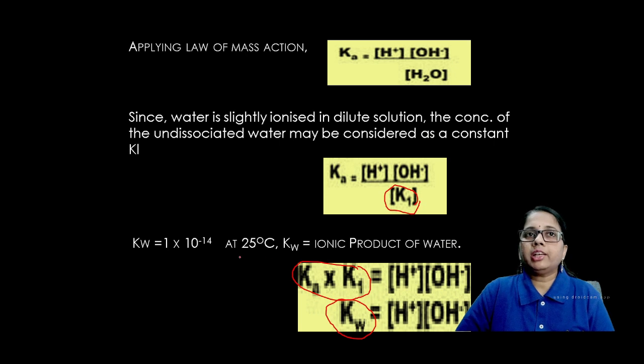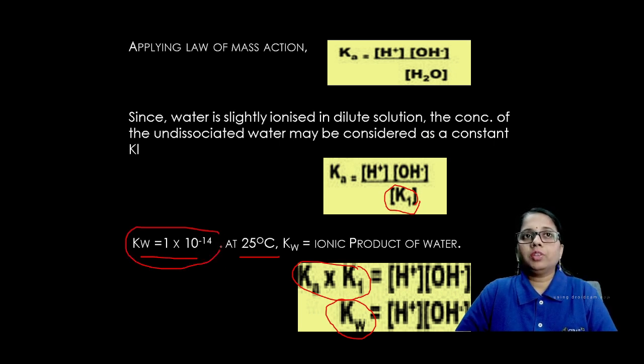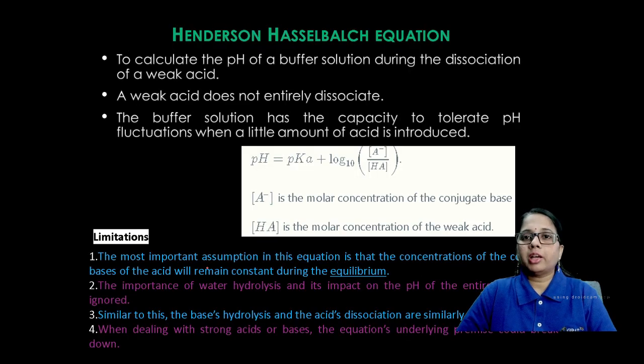At 25 degrees centigrade, this Kw value will be 1 into 10 to the power of minus 14. As we already discussed, pOH plus pH equals 14. If you apply all these equations, you are going to see the value of the ionic product of water comes to around 1 into 10 to the power of minus 14. So this is about the law of mass action and different concepts which define acids and bases.